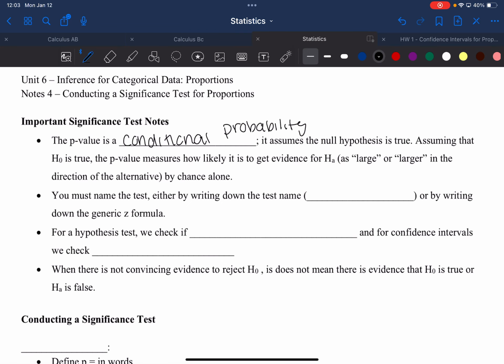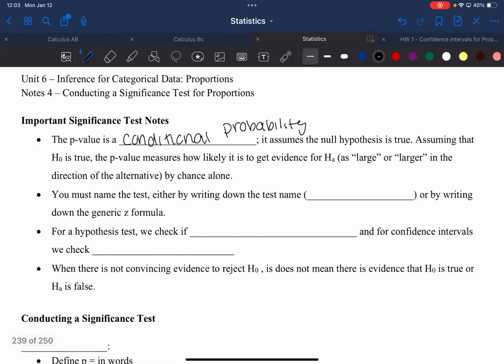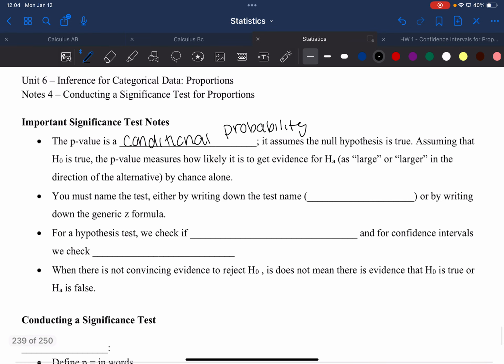And what's the test that we're doing in this unit? Like the big inference test for the whole unit. Perfect. And we can shorthand that and say 1 proportion z-test. So again, the whole name is 1 sample z test for proportions, and this is the shorthand, 1 proportion z-test. Or we can write down the generic z formula. Remember, you have to include one or the other in your calculation section of your FRQ to get points.